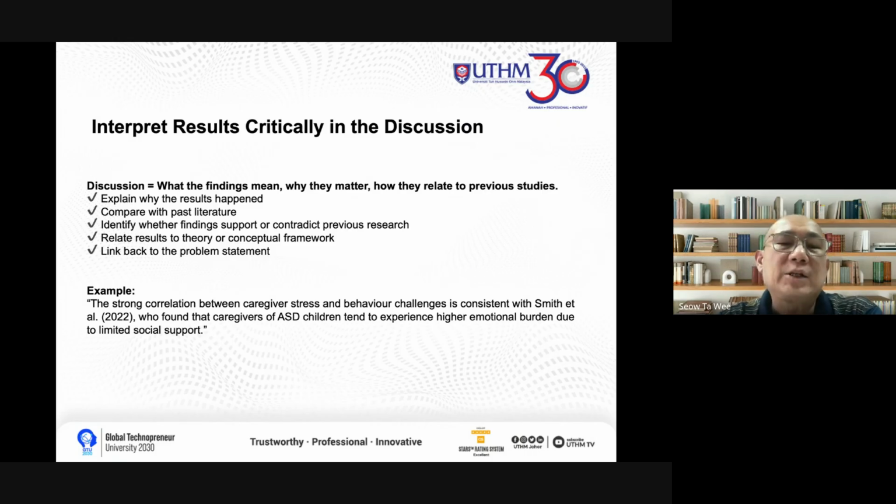So for example, the strong correlation between caregiver stress and behavioral challenge is consistent with Smith et al. 2022, who found that caregivers of children with autism spectrum disorder tend to experience higher emotional burdens due to limited social support. This is the way to explain it, relating to the previous studies, whether they contradict or are similar.